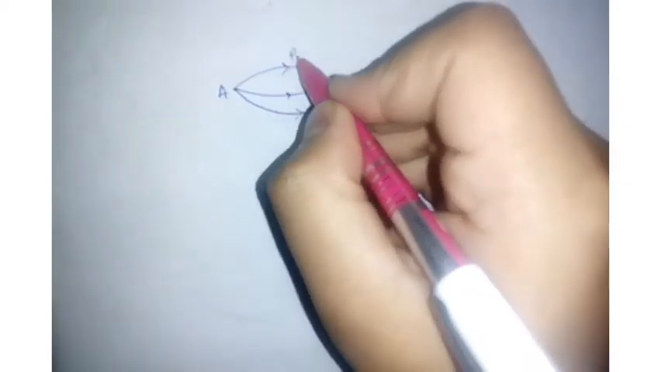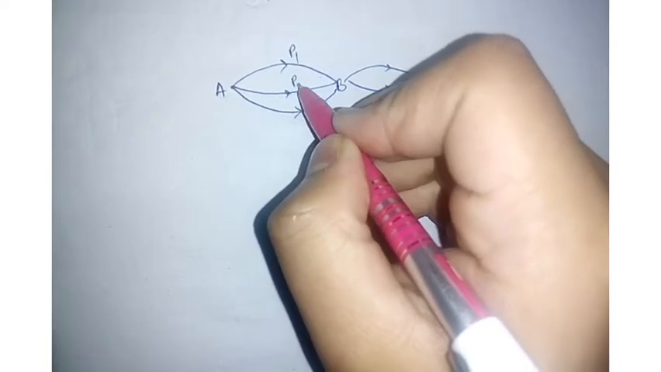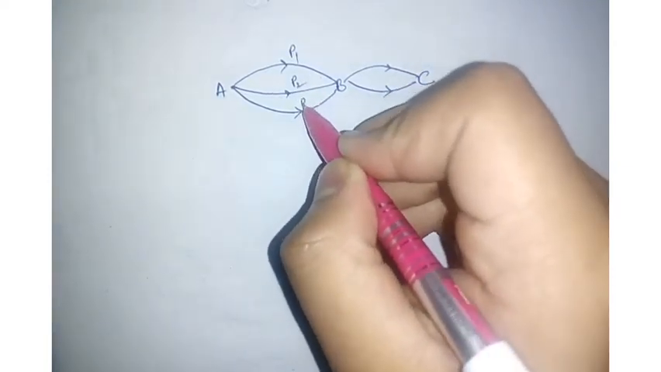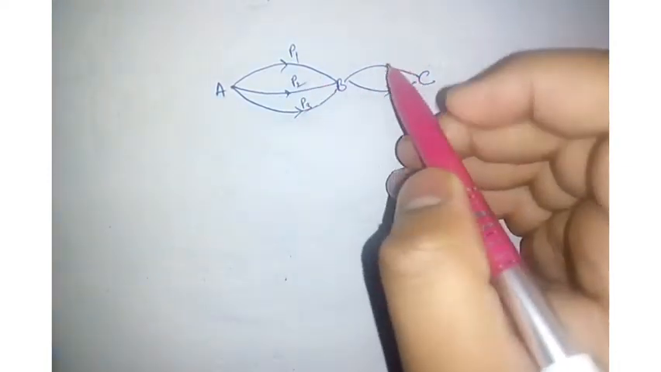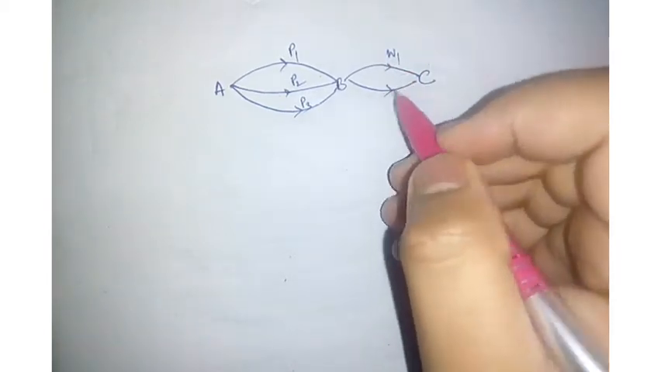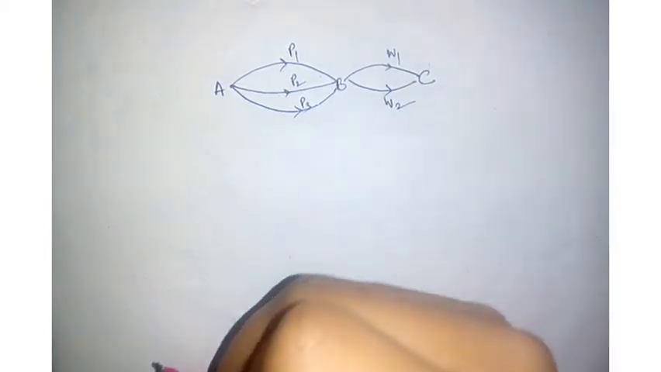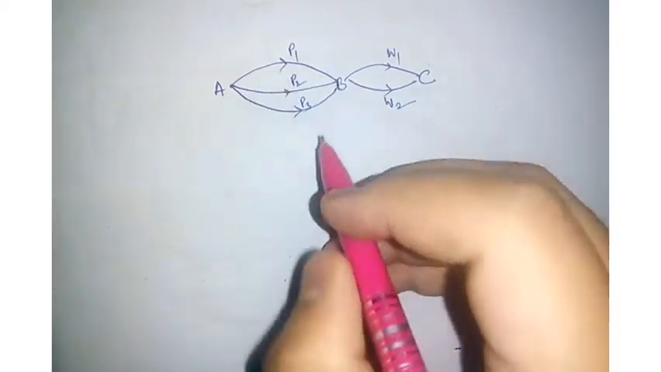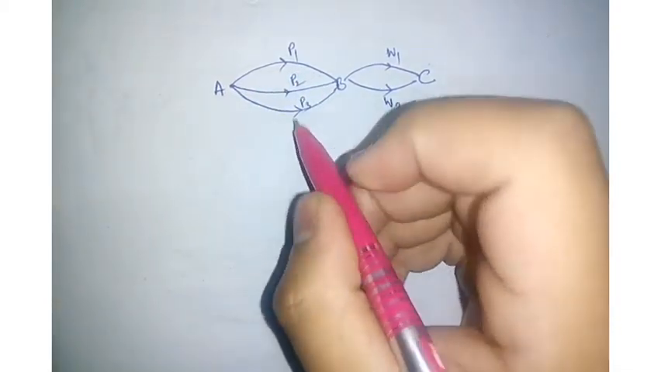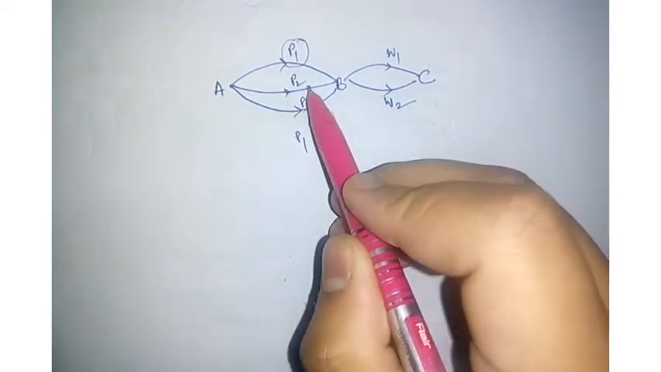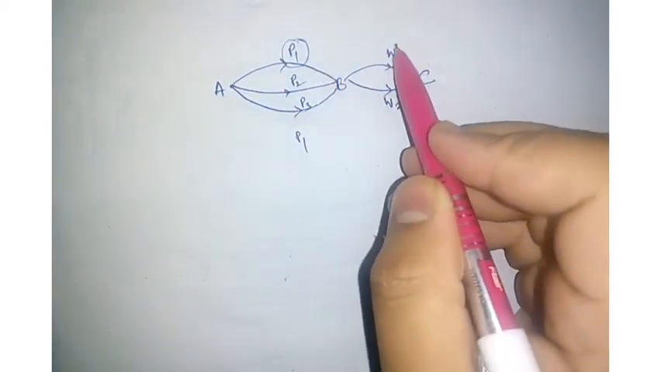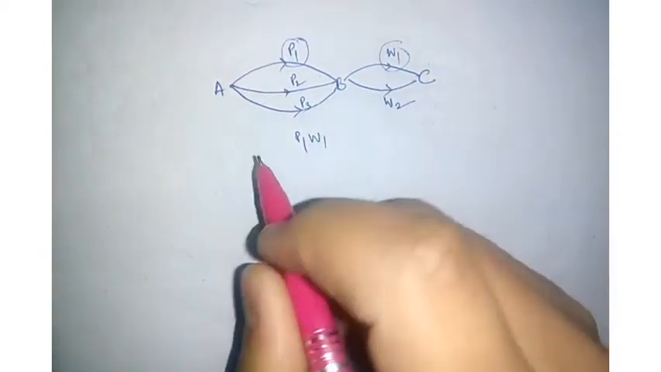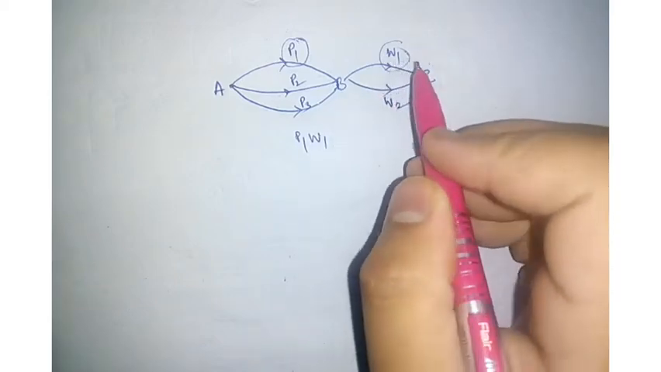So let me name this as P1, let me name this path as P2, let me name this path as P3, let me name this path as W1, and let me name this path as W2. So what I can do is, I will choose the first path here, that is P1, and I will choose the second path here, that is W1. So it is one of the possibilities that I can have.